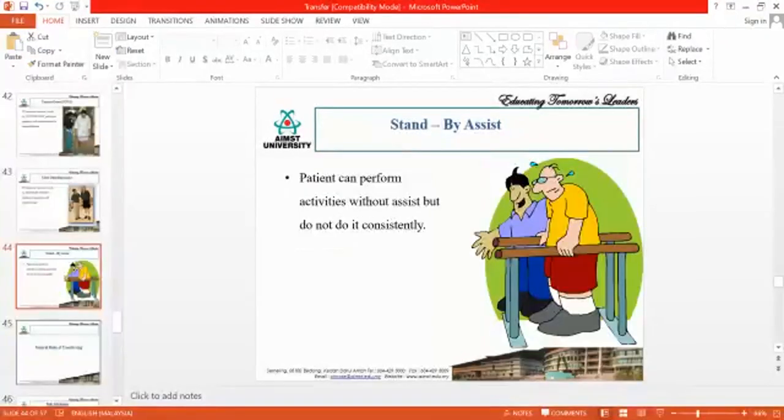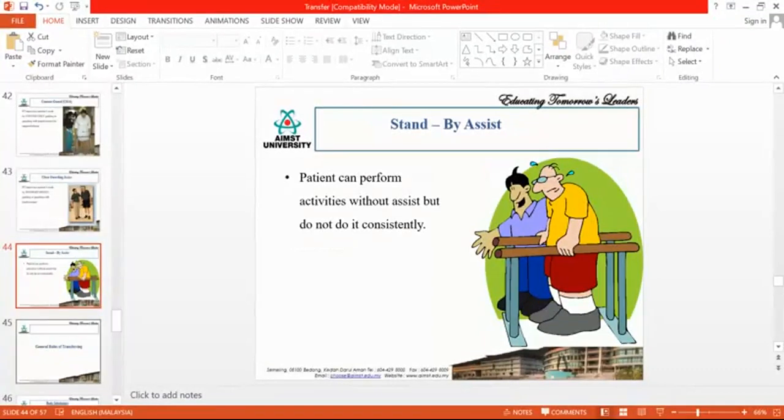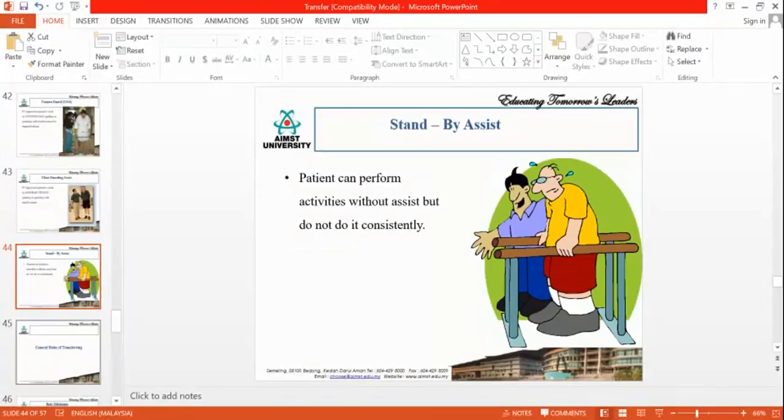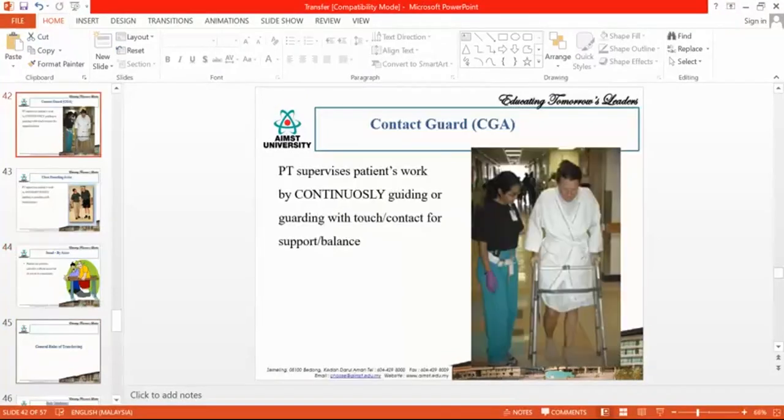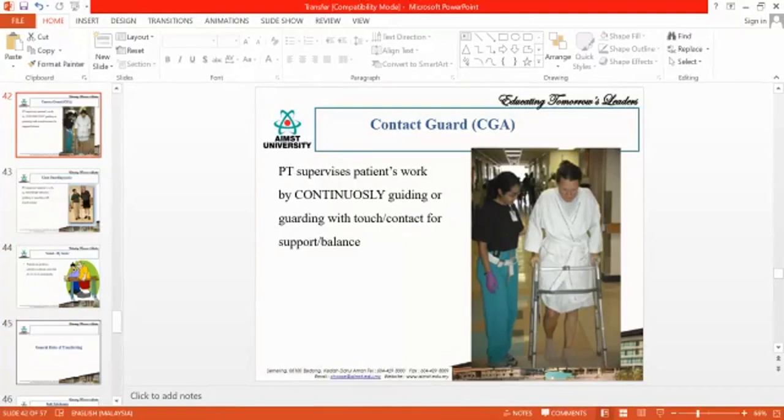Then there is something called standby. That is, you will stand by, but not too close. So you will be in a position that you will be able to hold the patient if he is falling down. So this is called standby. The patient can perform activities without assistance, and the therapist will be standing nearby supervising. So this is another type of PT supervision. These are the three types of physiotherapist supervision. One is you will touch the patient as a close guard.